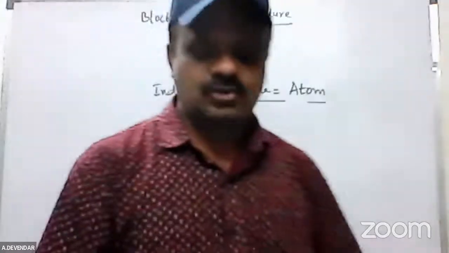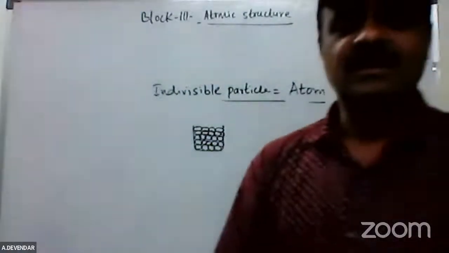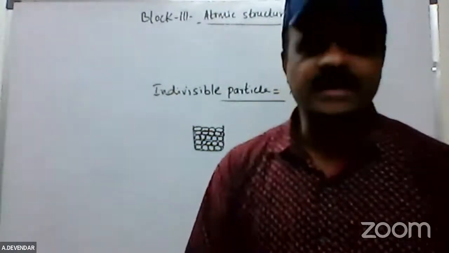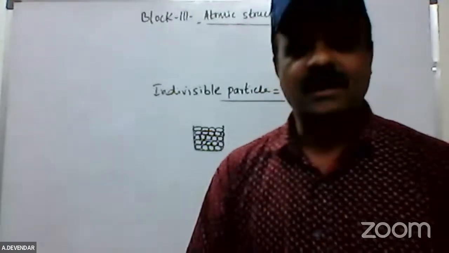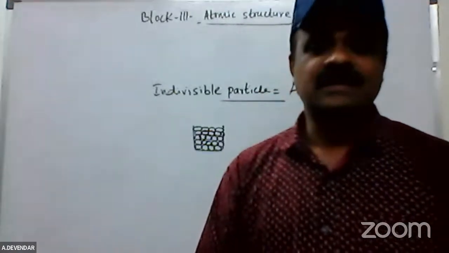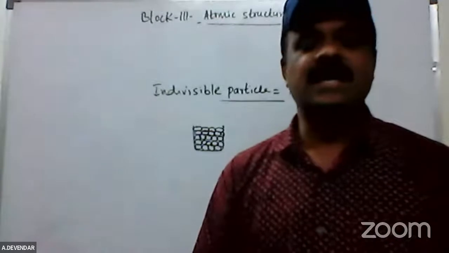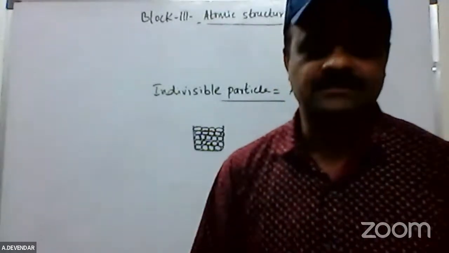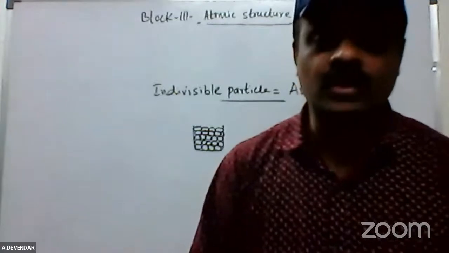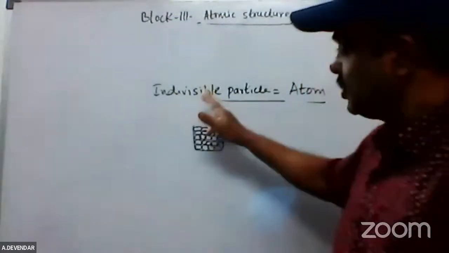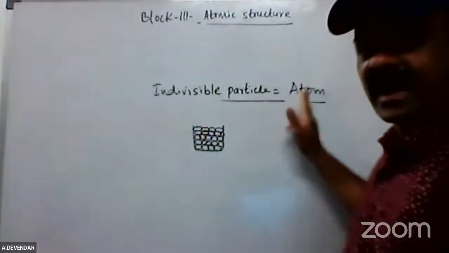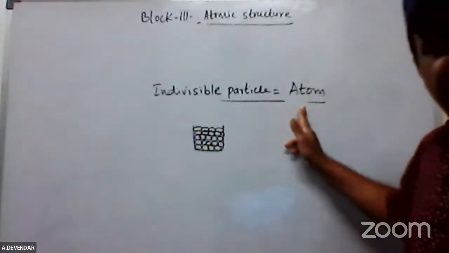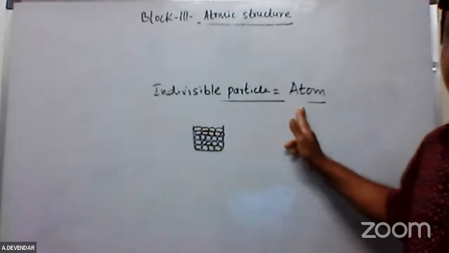But after that, so many scientists tried again. Dalton says it is an individual particle. Can I divide it or not? Up to now, that individual particle has been divided into so many small fragments, more than 100 now. Initially, the individual particle was called an atom. Now the atom is divided into so many other minute particles.